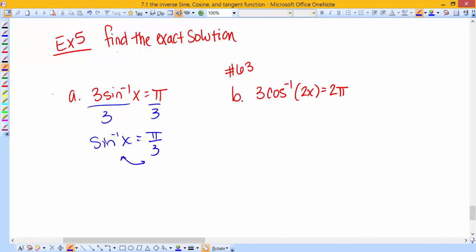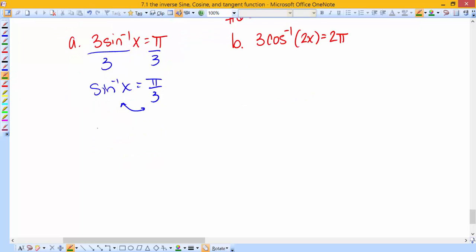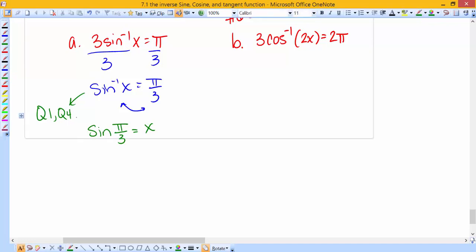Now I can switch these. So now I no longer have the inverse. So this is going to be the sine of pi over 3 will equal x. Just don't forget, because it's inverse, we're looking in quadrants 1 and 4. So I want to find the sine at pi over 3. Well, that's nice. That's automatically in quadrants 1 and 4. So let's see, I go to pi over 3. The sine is root 3 over 2. That's my x value.